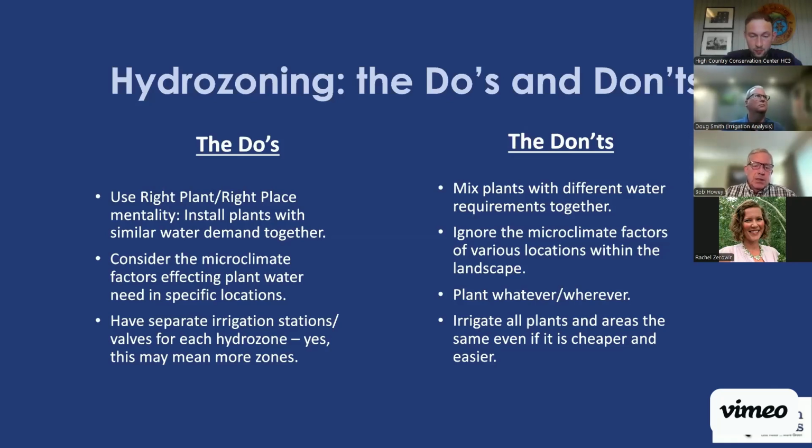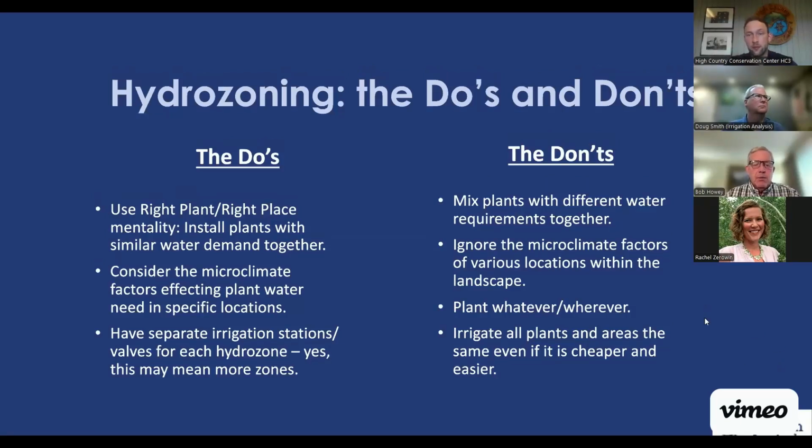So consider the microclimate factors affecting plant water need. Even on the same site, shrubs on the shady north side of a home have a very different water demand than the same or similar shrubs on the hot, dry south side of the home. And yes, you need to have two separate zones to do that. You can't just have them on the same zone, because the plant in the hot, dry spot probably needs double or triple the amount of water, given the microclimate situation.